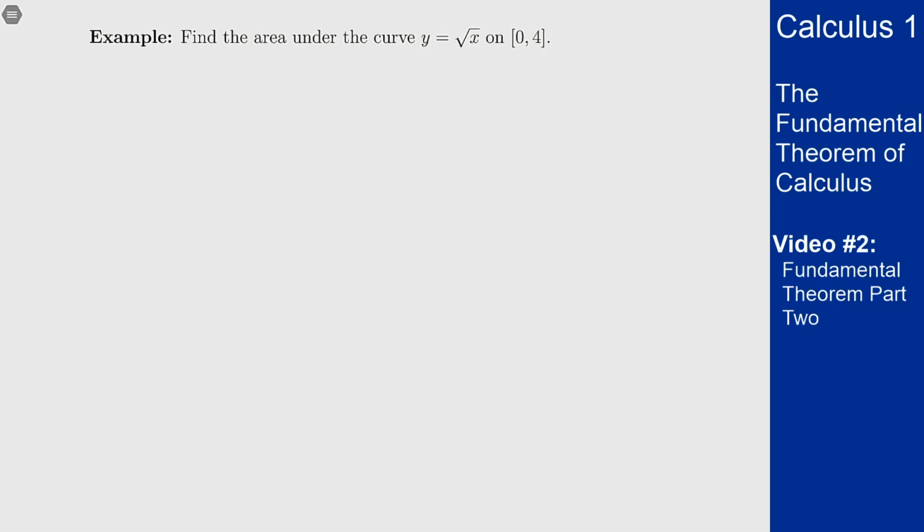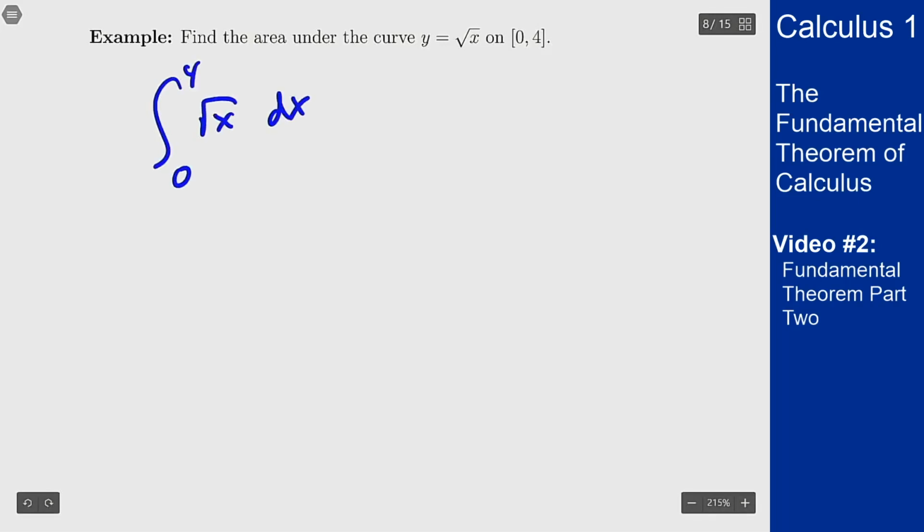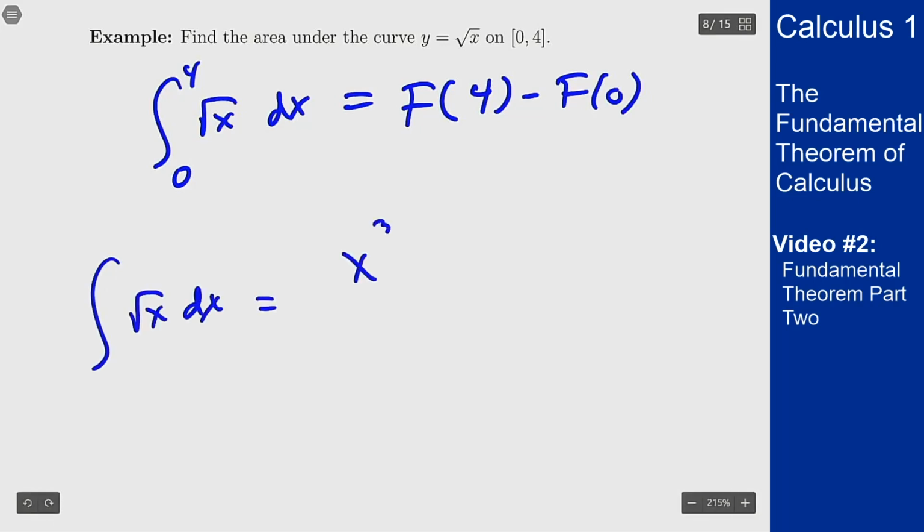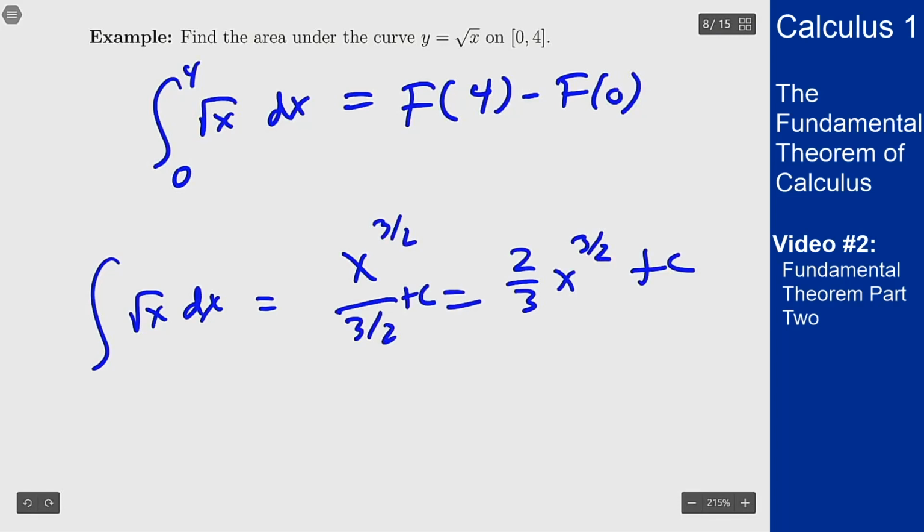So the area under this curve should be the definite integral from 0 up to 4 of square root of x dx, which now I can compute as F of 4 minus F of 0 for any antiderivative of square root of x. So what's the antiderivative? Well, the indefinite integral of square root of x, this is x to the 1/2, should be x to the 3/2 over 3/2, which is 2/3 x to the 3/2 plus c. But because I'm going to subtract anyway, I can sort of forget the plus c even exists and just do it directly.